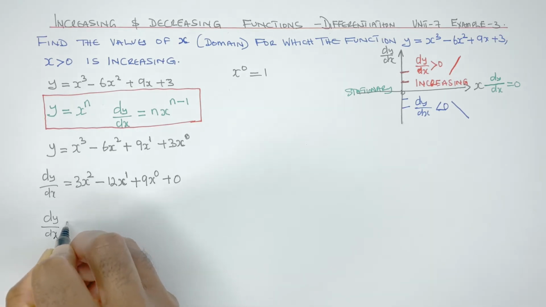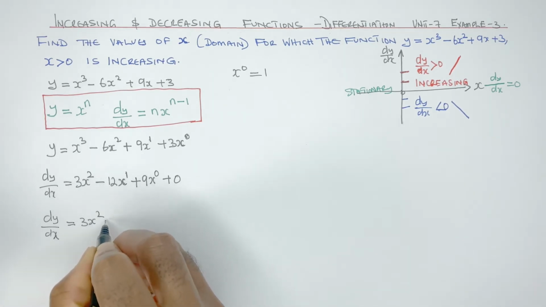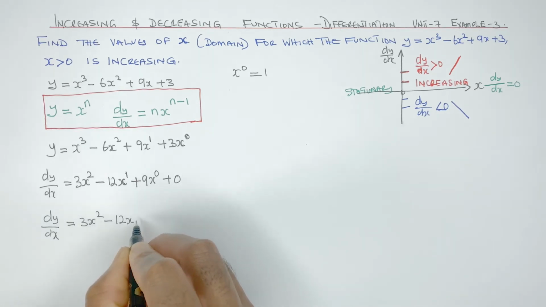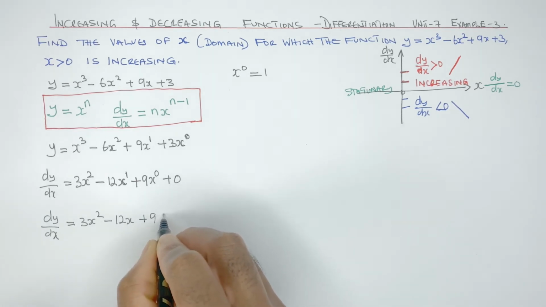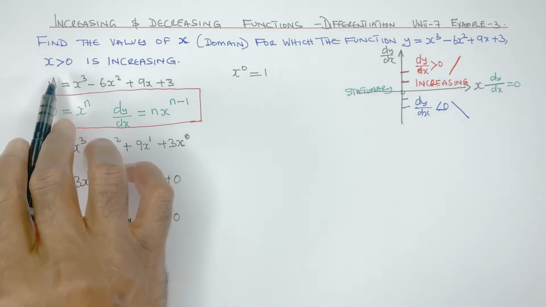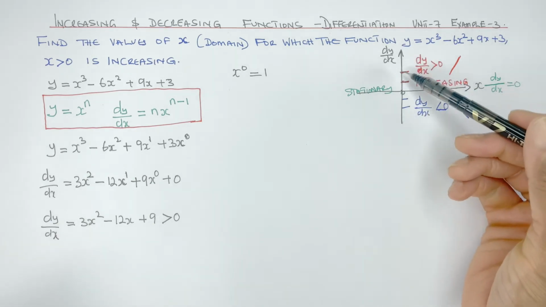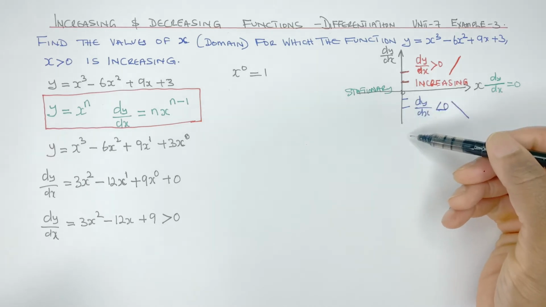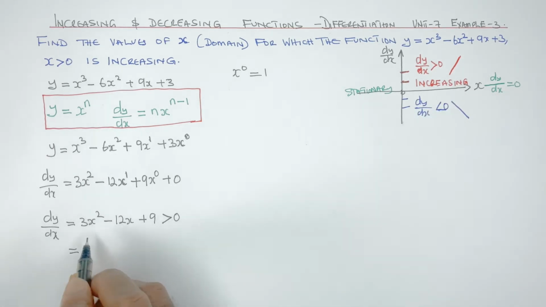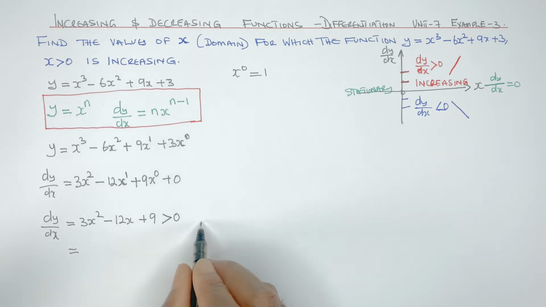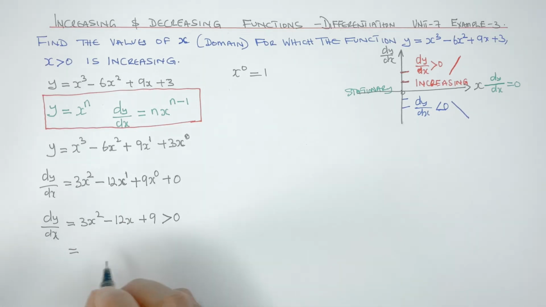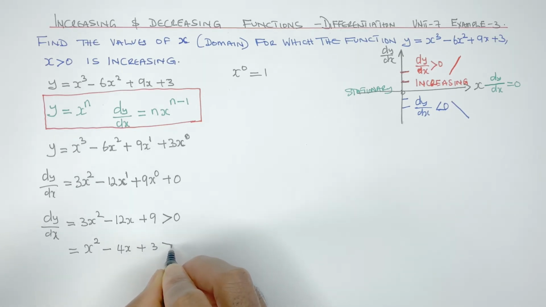So now we get dy/dx equal to 3x squared minus 12x plus 9, which has to be greater than 0 for an increasing function. This is an increasing function, so it has to be greater. That's a positive gradient. This is a negative gradient. And then we could actually divide both left and right by 3 to simplify it. So that would be x squared minus 4x plus 3 is greater than 0, divided by 3 is 0.